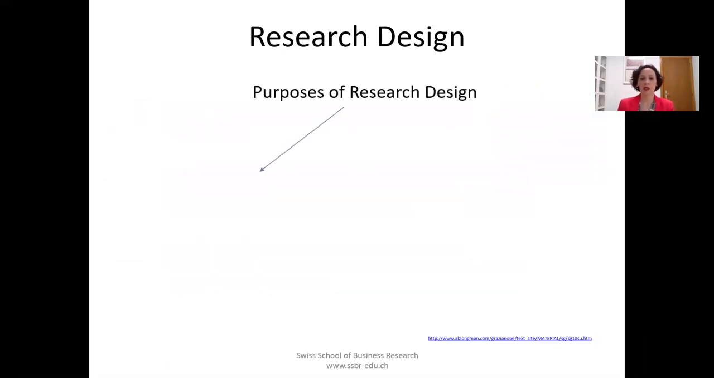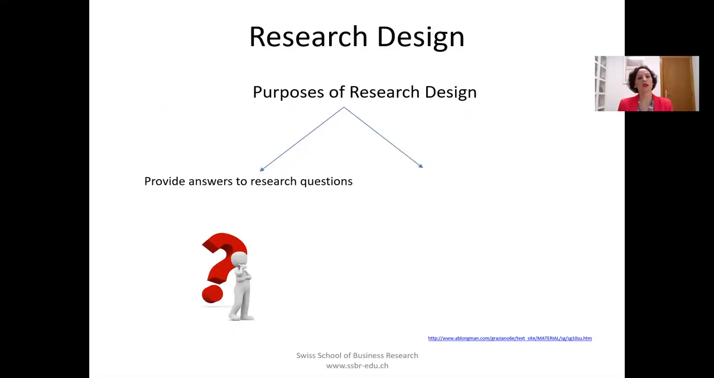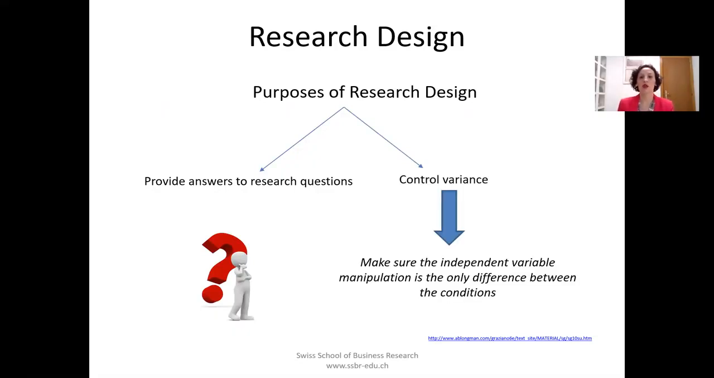So the purposes of research design are twofold. First, it's to provide answers to research questions, and then it's to control variance. And what do I mean by controlling variance? It's making sure that the independent variable manipulation is the only difference between the conditions.